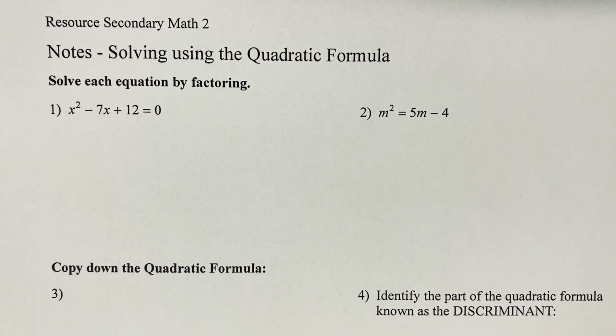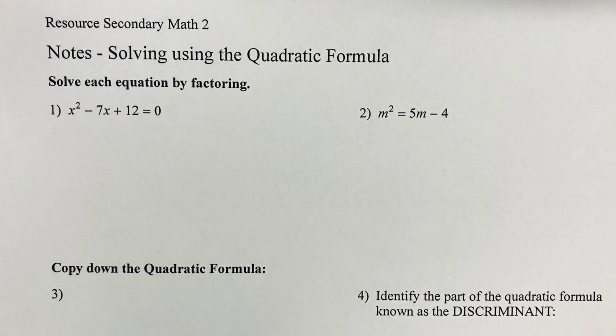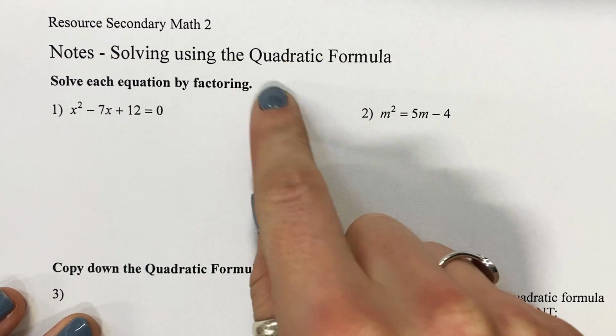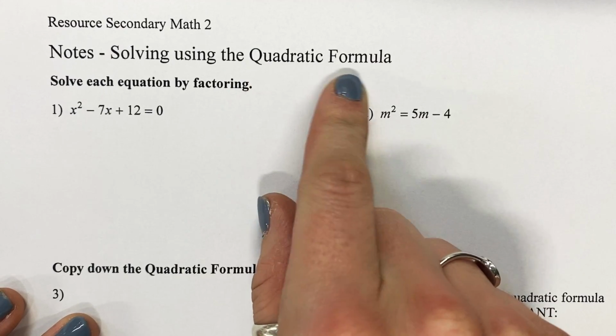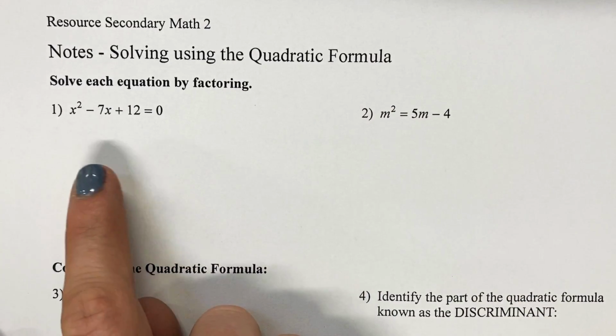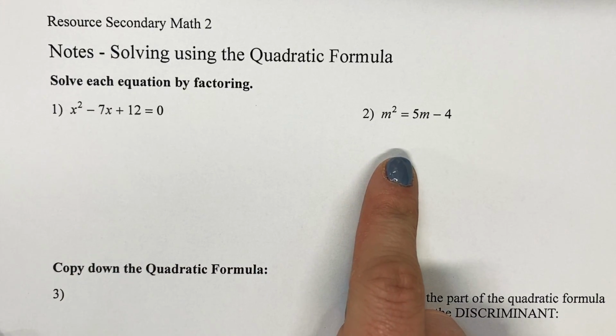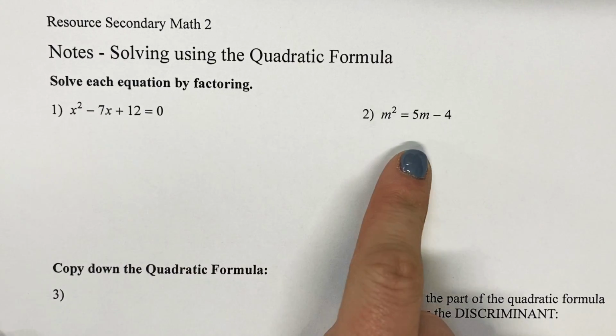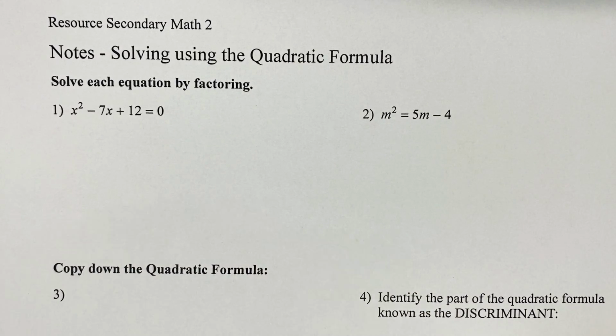All right, my secondary math 2 class, we are going to be continuing to talk about quadratic equations. Okay, so we have learned to solve quadratic equations by factoring. But we've also introduced a second way, which is called the quadratic formula. All right, so for numbers 1 and 2, it's asking us to solve these quadratic equations by factoring.